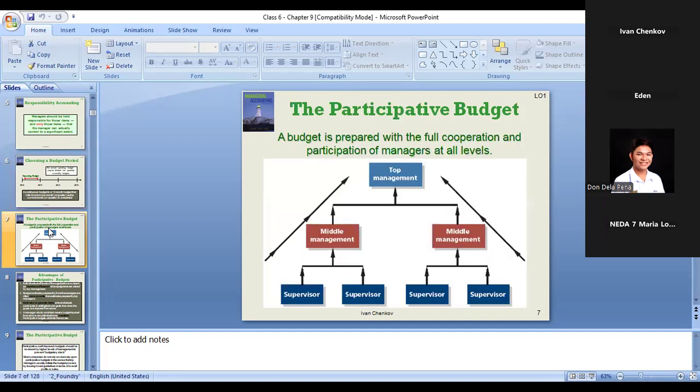Now, how are we going to prepare the budget? There are two models of budget preparation. One is where the top manager tells everybody else what the numbers are, and nobody has any comments or suggestions or any chance to change something. That will be one. The second option is a participative budget. A participative budget means that everybody in the organization is going to contribute to the process of creating the budget.